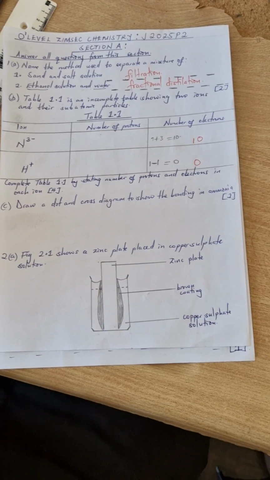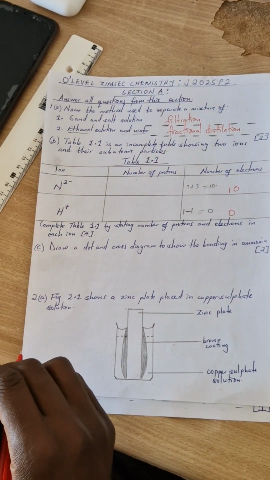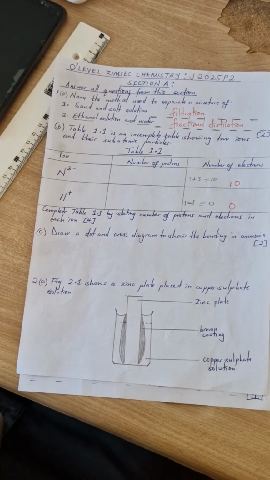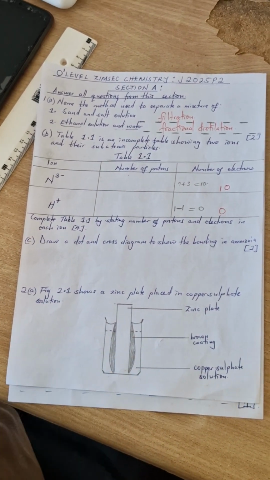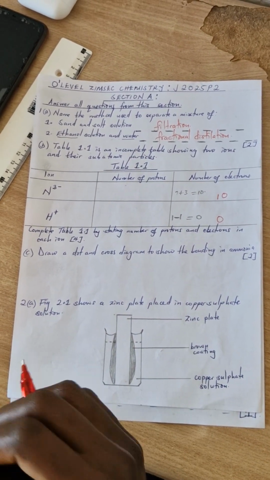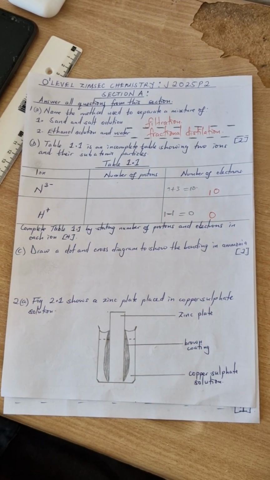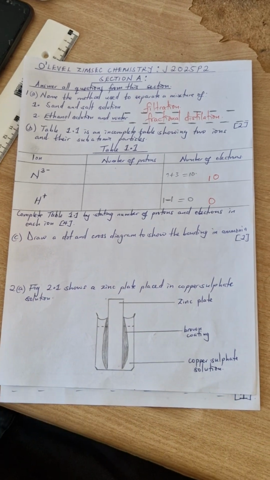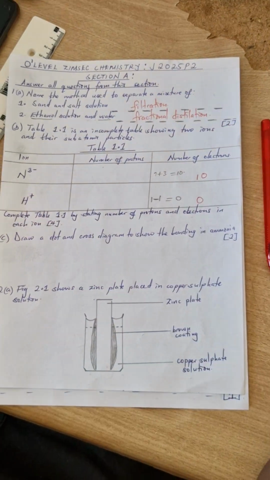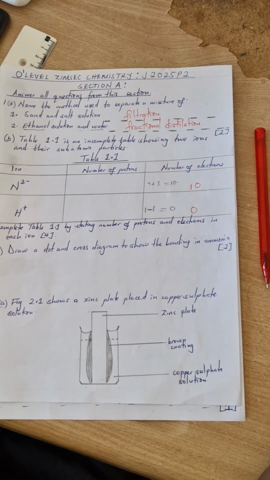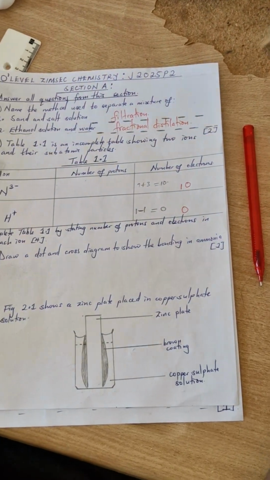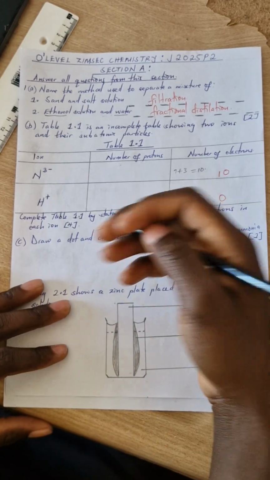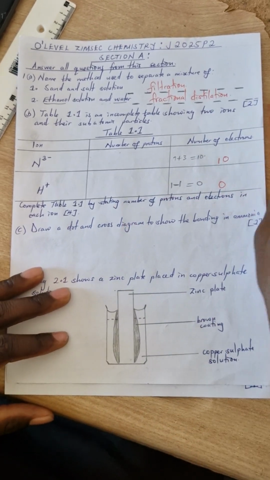Then for the number of protons, the number of protons does not change, because when substances form ions, the only particles which participate are the electrons. The protons remain in the nucleus, they don't take part. So we just take the number of protons from the ground state of that substance from the periodic table. Nitrogen has 7 protons, the proton number is the number of protons, so it's just 7.